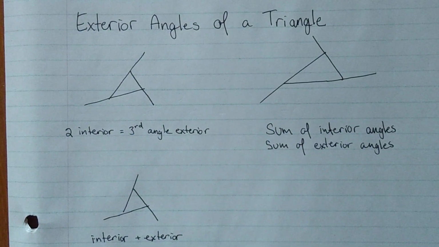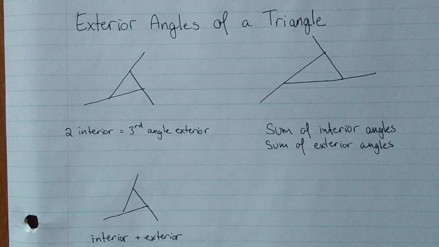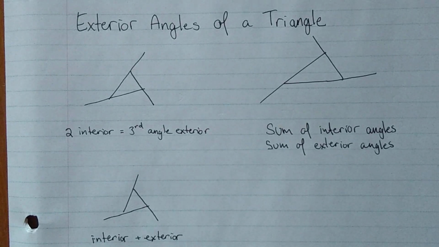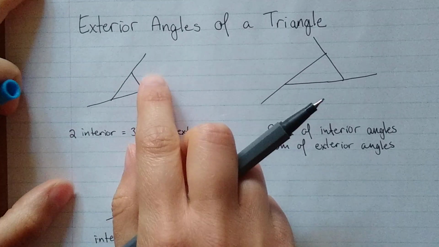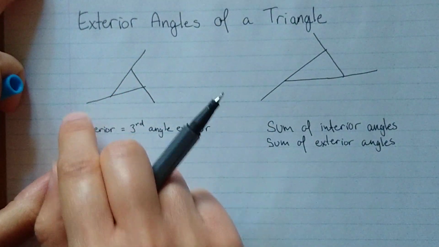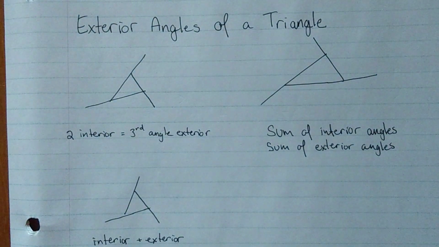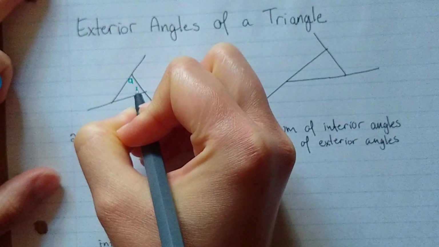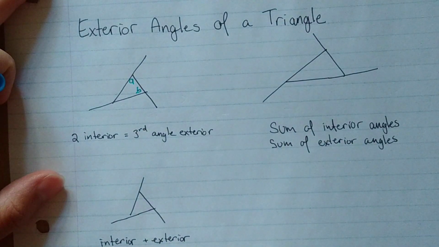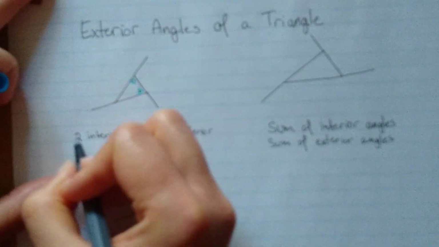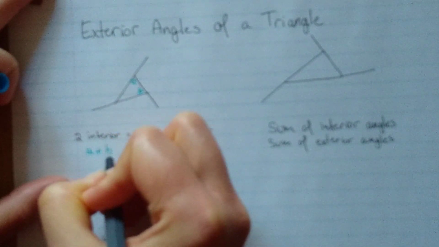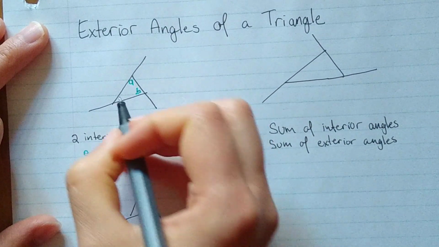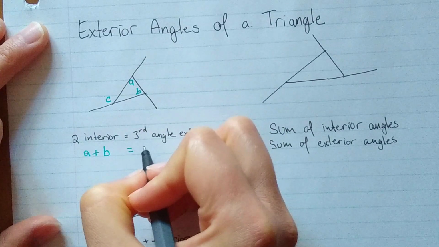Next, I want to look at the exterior angles in a triangle. So if you draw a triangle like this and extend the three sides out like so, you can take any two interior angles. So let's say I take this one and this one. If you take those two interior angles and you add them together, they will equal the exterior of the third angle.